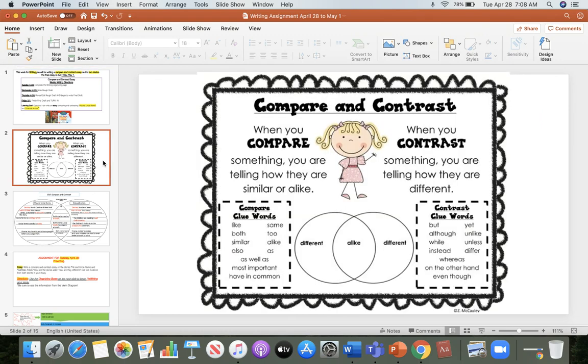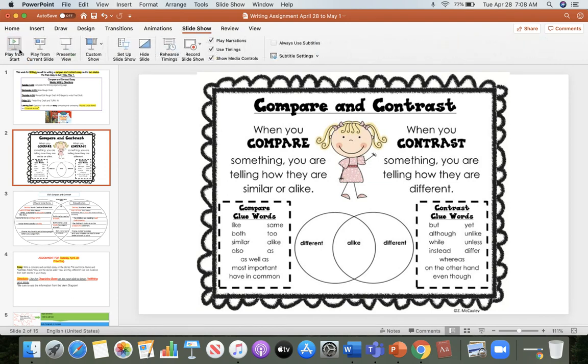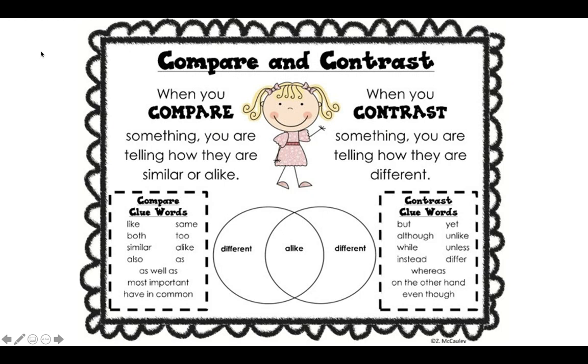Okay, and here's our compare and contrast anchor chart again. Actually, I'll just play the slideshow for you. Remember that when you're comparing things, it uses words like both, same, similar, alike, most important, have in common, as well as. If it's different, it says but, yet, unless, on the other hand, even though, right? So you have to pick up on those key terms to help you decide how things are the same and how they're different.